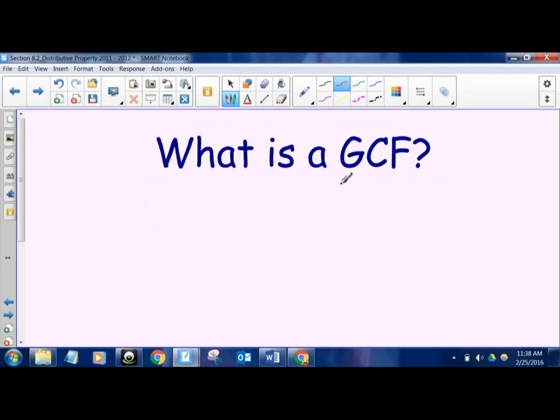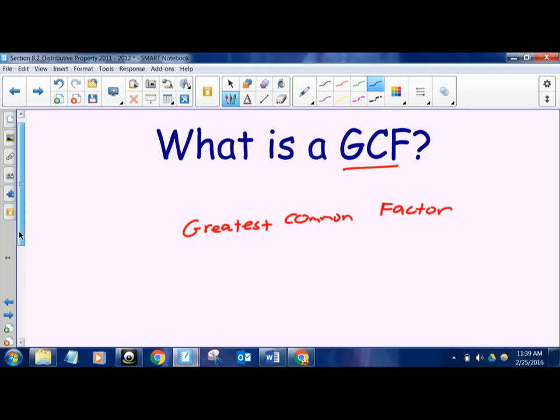So first things first, what exactly is a GCF? Well, GCF stands for the greatest common factor. That's the number that divides evenly into the two numbers we're looking at, or the two polynomials we're looking at, without going over. So obviously it has to be the largest one that fits in evenly, that doesn't go over. So you have to make sure you figure it out.